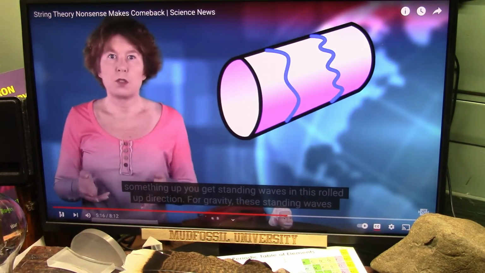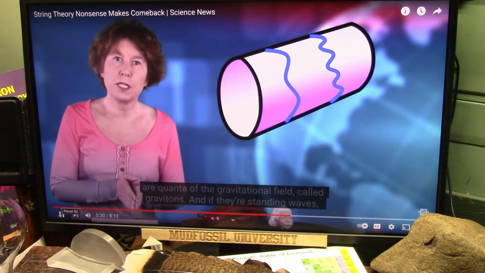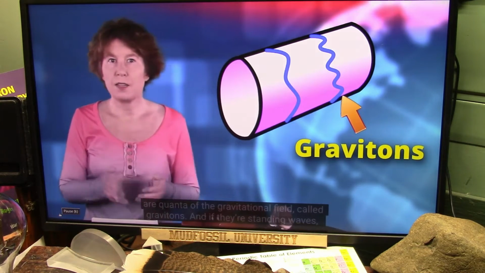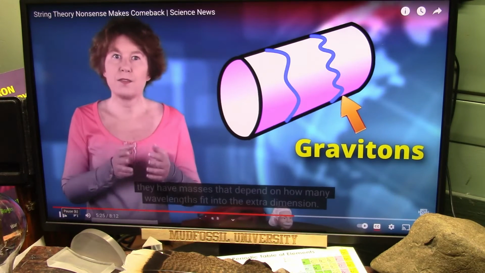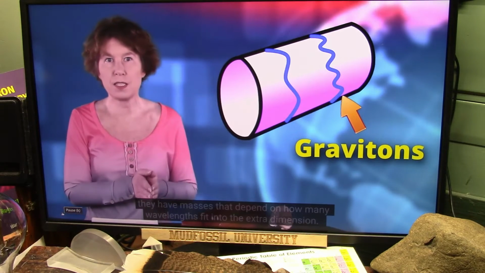So here goes. For gravity, these standing waves are quanta of the gravitational field called gravitons. And if they are standing waves, they have masses that depend on how many wavelengths fit into the extra dimension.